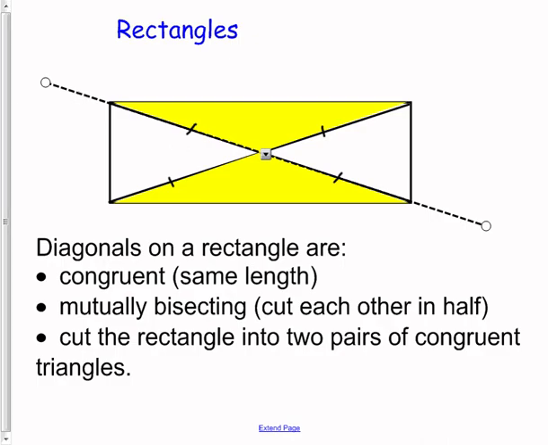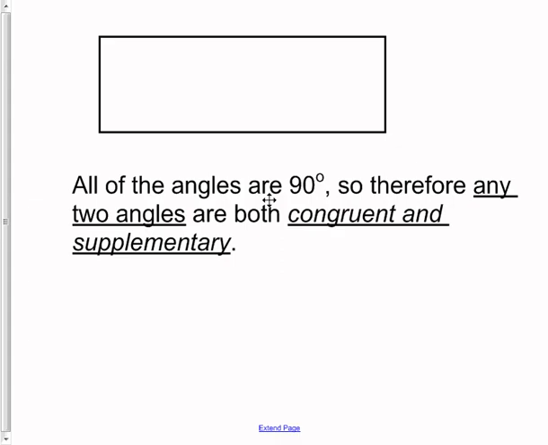Okay, so let's look at the next properties. All of the angles are 90 degrees. All of the corners are 90 degrees on a rectangle, and that's something you learn pretty young. Therefore, any two angles are congruent because they're both 90, and they're supplementary because they add up to 180.